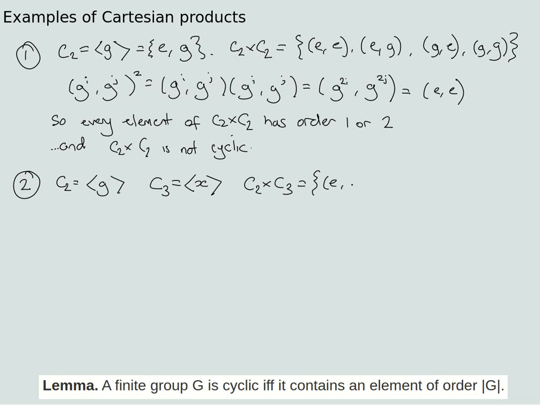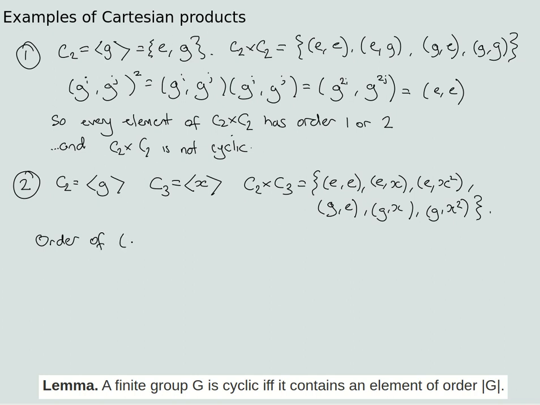So we could have (identity, identity), (identity, x), (identity, x squared), or we could have (g, identity), (g, x), or (g, x squared), and that's it. Those are our 6 elements. Okay, so this time, let's think about the orders of some elements. So let's look at the order of gx. So we'll try and work this out.